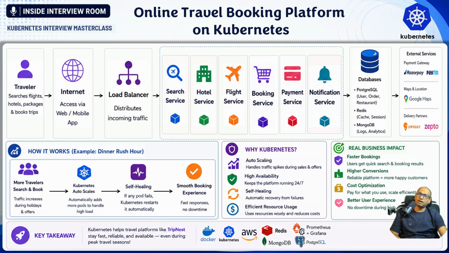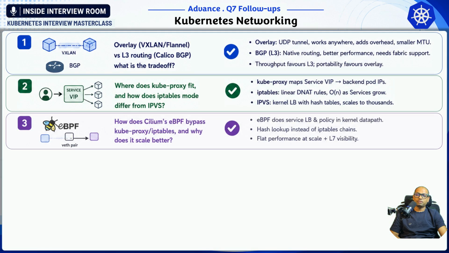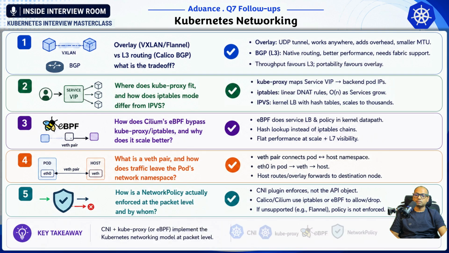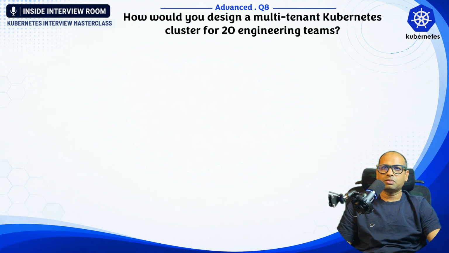This is similar to what we have seen in the last example for the food delivery app. Follow-up questions, five follow-up questions and short answers. Question number 8 is a design question, an advanced question, and it's one that reveals whether you actually run a platform or just use one.